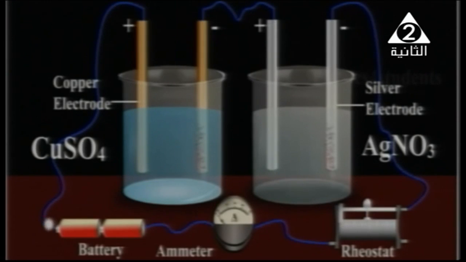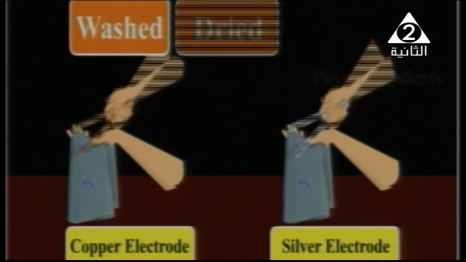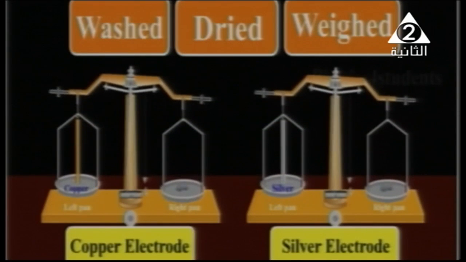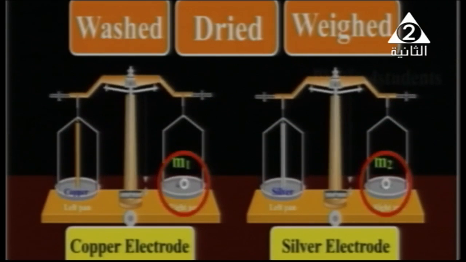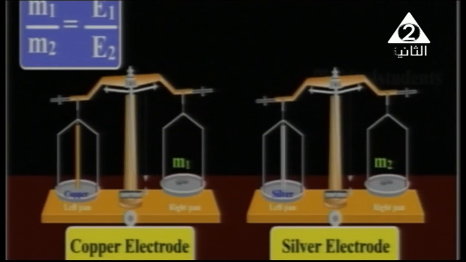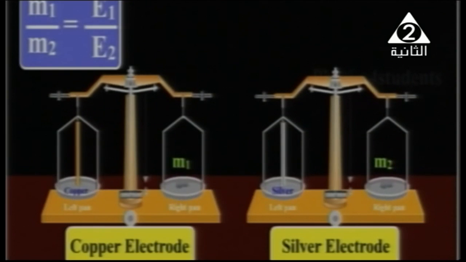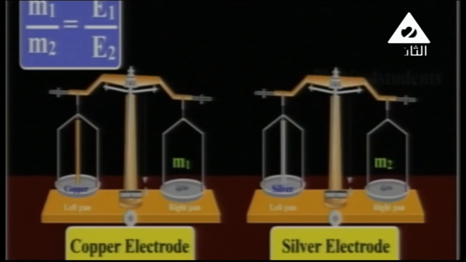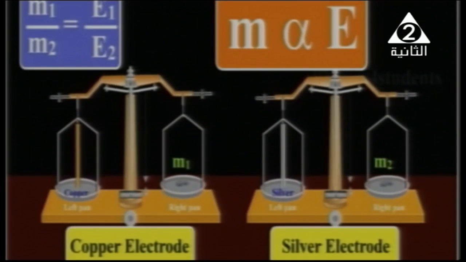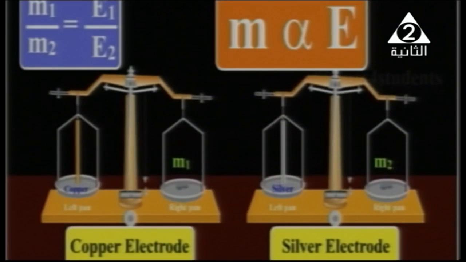You will watch the electric current pass inside the solutions. The amount of substance formed on the cathode in each cell, the mass of copper and the mass of silver, must be measured. M1 over M2 equals equivalent mass 1 over equivalent mass 2. This verifies the second law of Faraday.